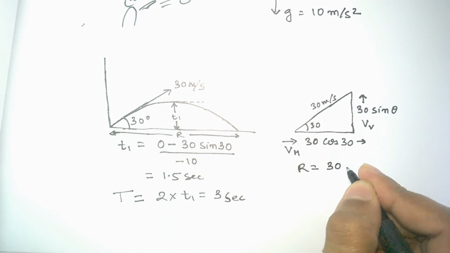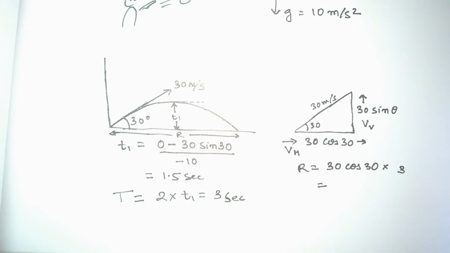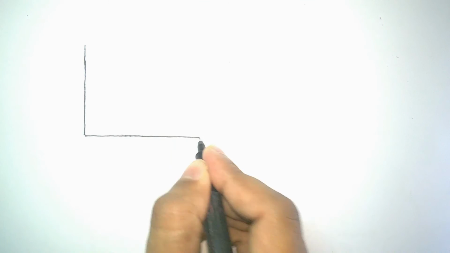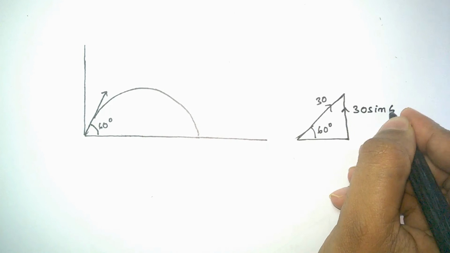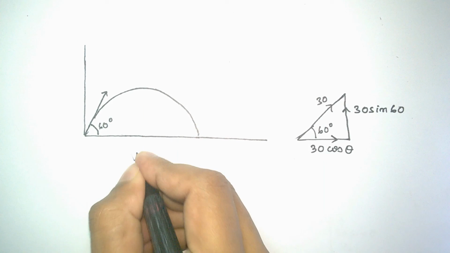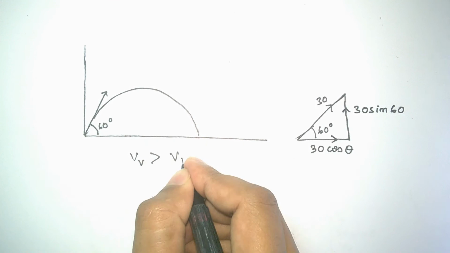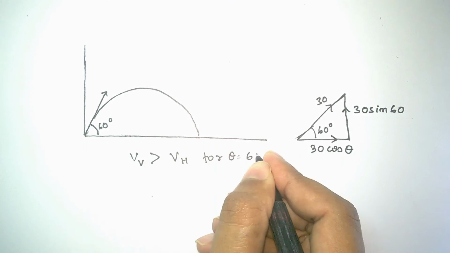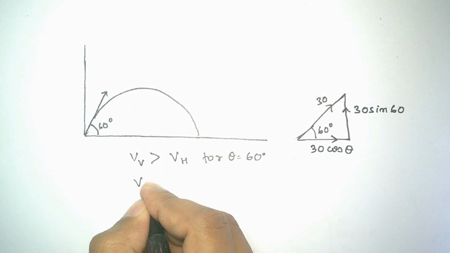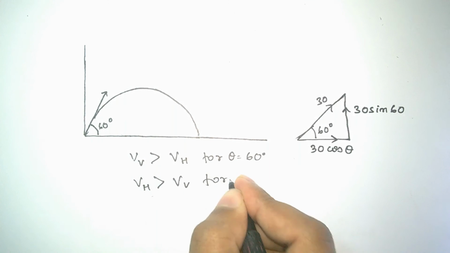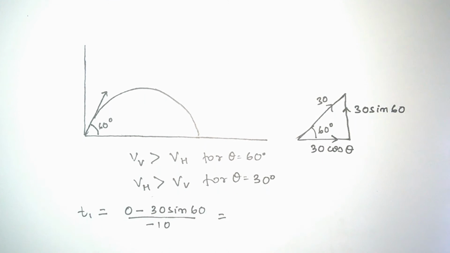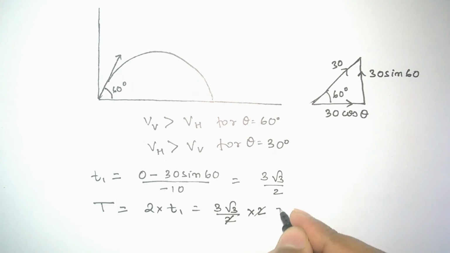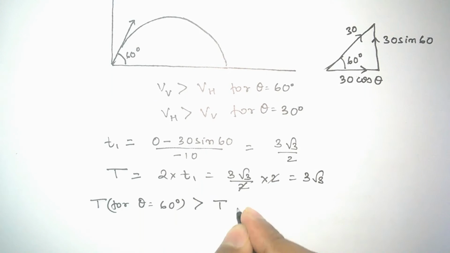So the distance covered in those 3 seconds will be the velocity in the horizontal direction times the time of flight. Now you can try throwing a ball at 60 degrees from the horizontal, and in the same way we can calculate the horizontal and vertical velocities. You can clearly notice here that the vertical velocity is greater than the horizontal velocity in the case of 60 degrees, whereas in the case of a 30 degree launching angle, the horizontal velocity was greater than the vertical velocity. In this case also we can calculate the time of flight as done previously. So the time of flight is also greater in this case.